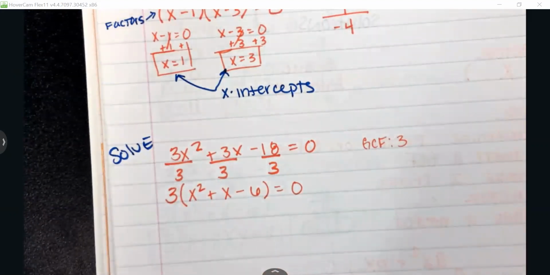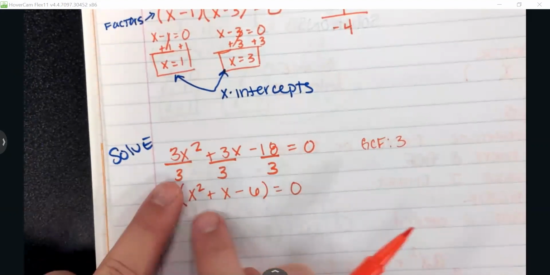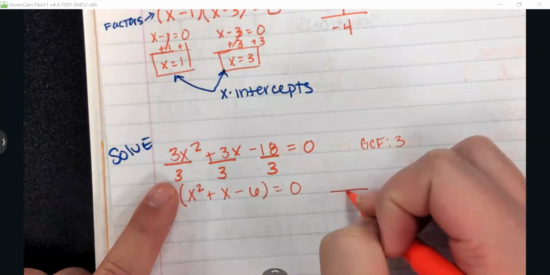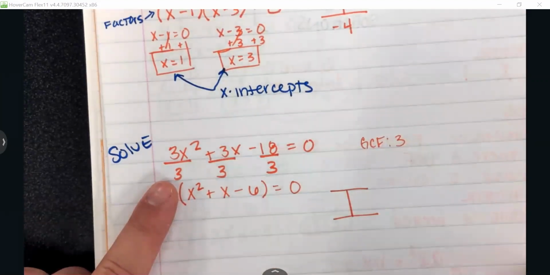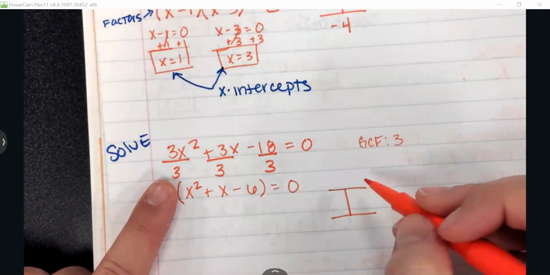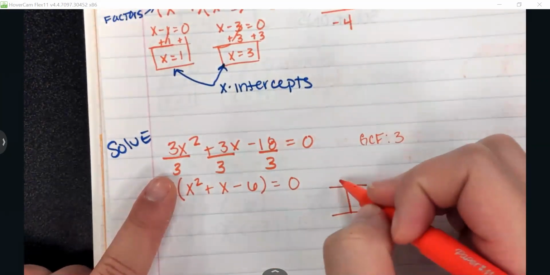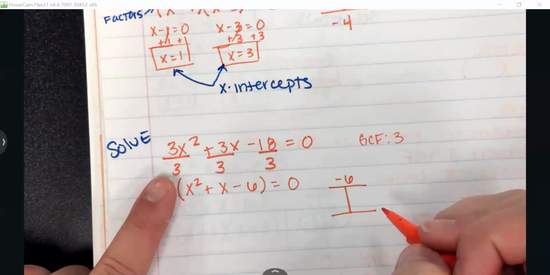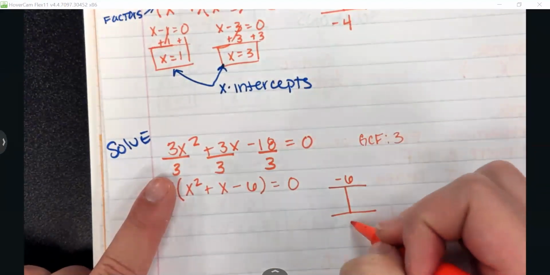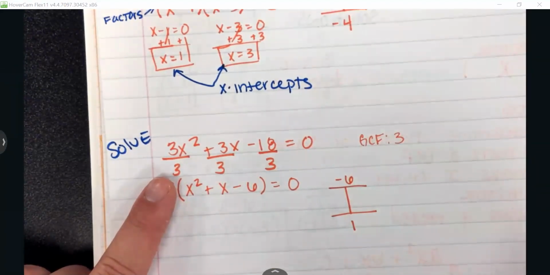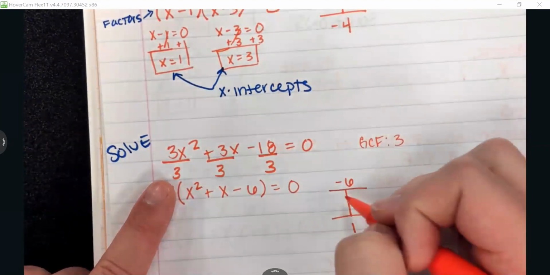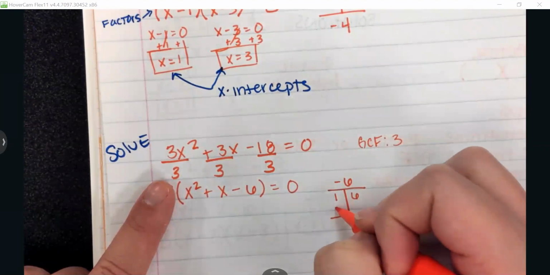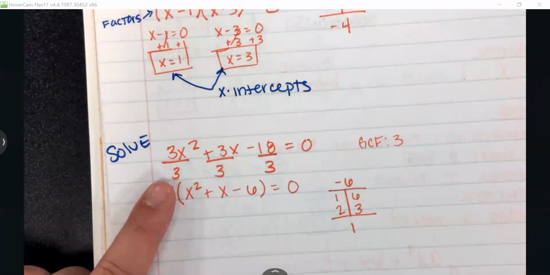So now, just looking inside my parentheses, I need to make an eye chart because I have an x squared, an x, and a number. What number's at the top? -6. What number's at the bottom? 1. No letters go over here, just numbers. So what can I multiply to get 6? 1 times 6 or 2 times 3.